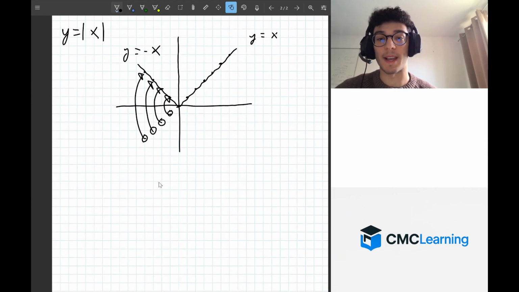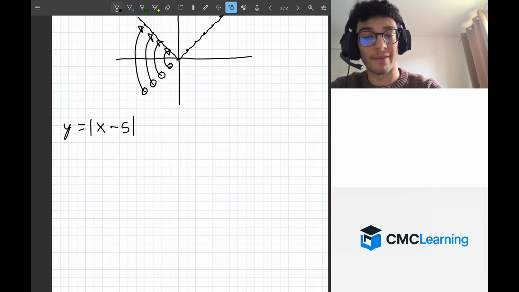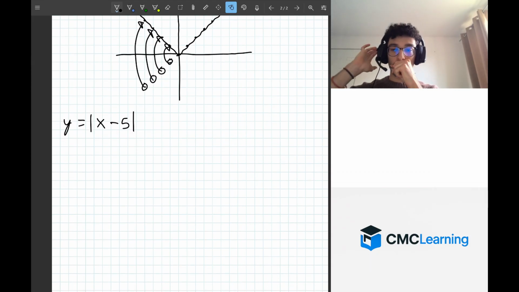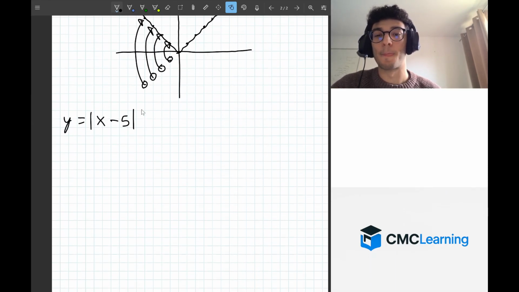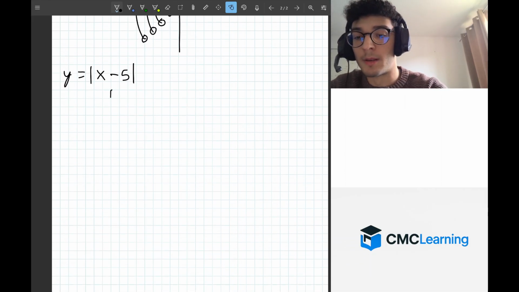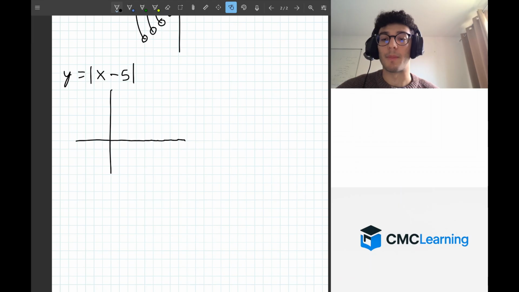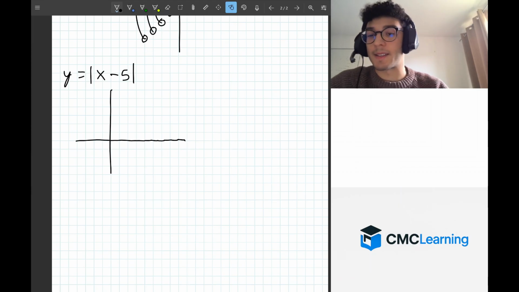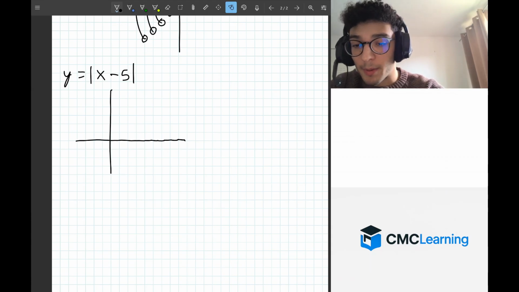What we can do is reinforce that idea by having a look at y is equal to the mod of x minus 5, for example. So what do we think is going to happen here? If we look at our function, we can plot the general expression for, let's say, positive values of x. If we were to go through them bit by bit, we can see that when x is equal to 0, we get negative 5. So we can plot that somewhere here.